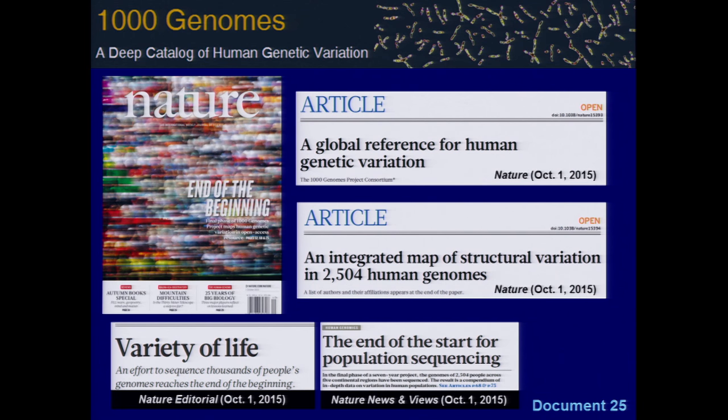News and Views piece. In the end, the 1,000 Genomes Project identified and cataloged more than 88 million variants in the genomes of over 2,500 people from 26 populations. Together, these reflect greater than 99% of common human genomic variants.